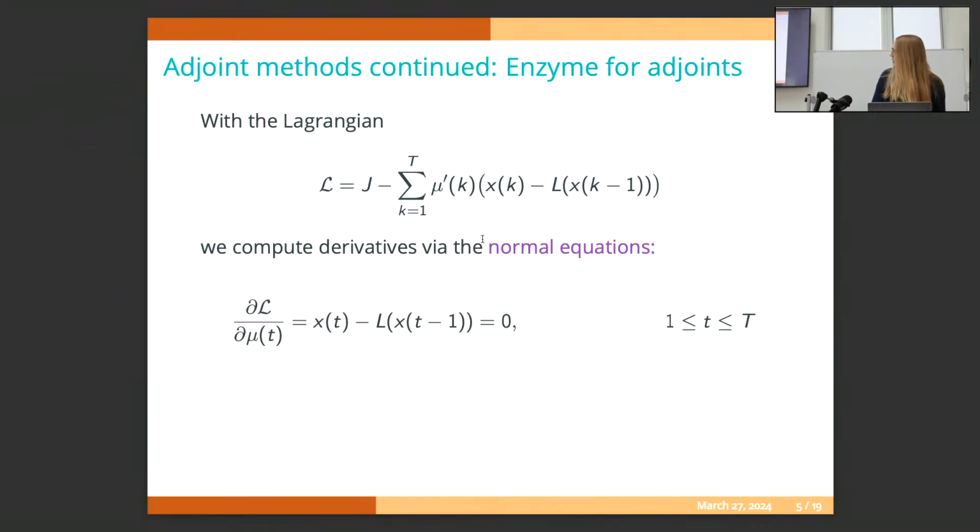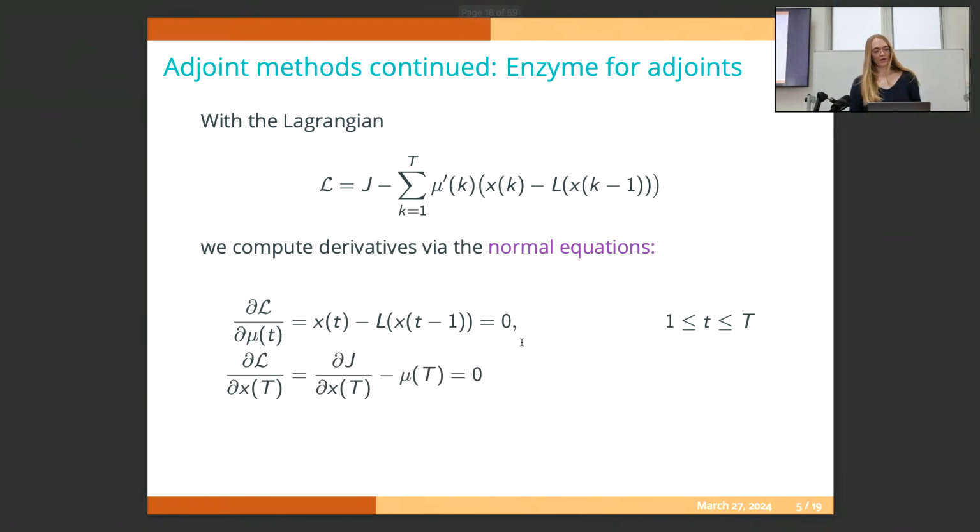The first set of normal equations is the derivative of my Lagrangian with respect to my adjoint variables. If I set this equal to 0, what this does is it returns my equations of motion. So if I move this L over, I literally just have my model integrator, which is great. The second normal equation I have here is the derivative of L with respect to the state at the final time step. This defines for me an initial adjoint value. I say initial in quotes because it exists at the final time step.